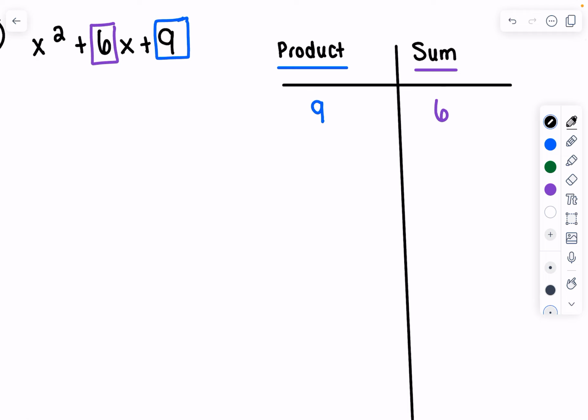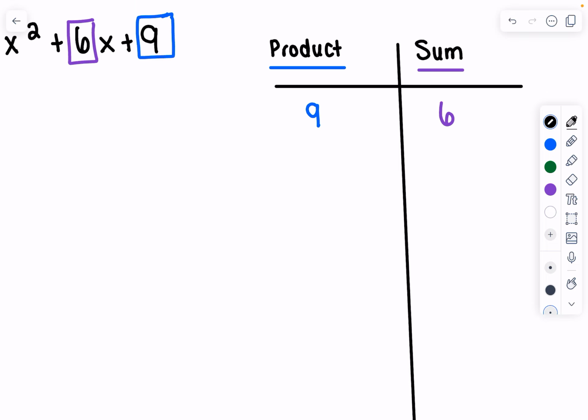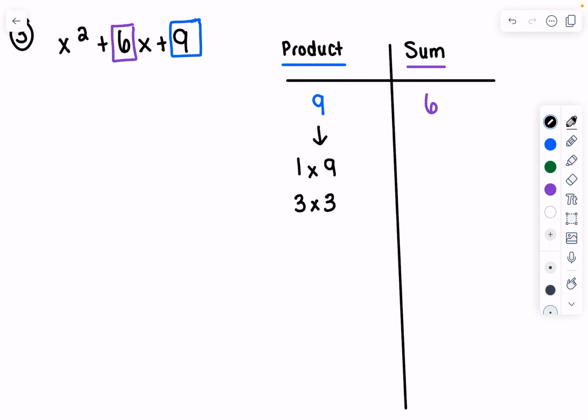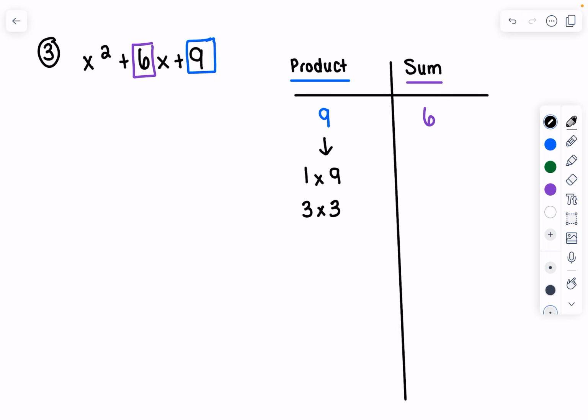Okay, so again, without going into too much detail where I confuse you, we're going to stick to the exact same process as the other two. We want to multiply to the last number, we want to add to the middle number. So for our product, I'm going to go through and see what pairs of numbers multiply to 9. I know 1 in itself will always multiply. I also know 3 times 3. I can't think of anything else, right?